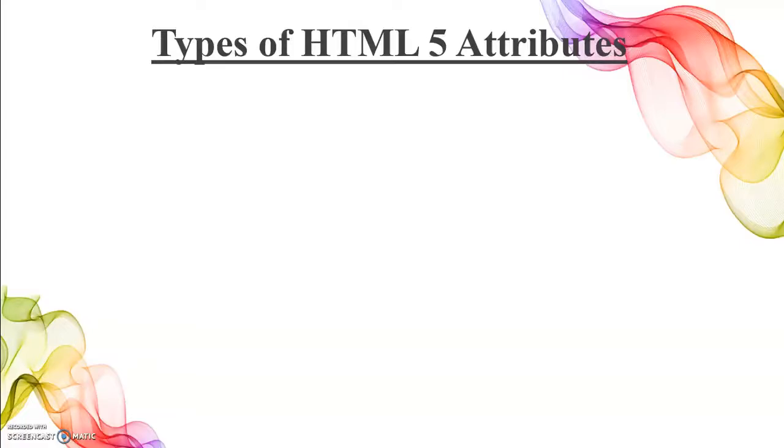HTML attributes generally appear as name-value pairs, and they are separated by equal to and are written within the start tag of an element after the element's name. The value may be enclosed in single or double quotes.